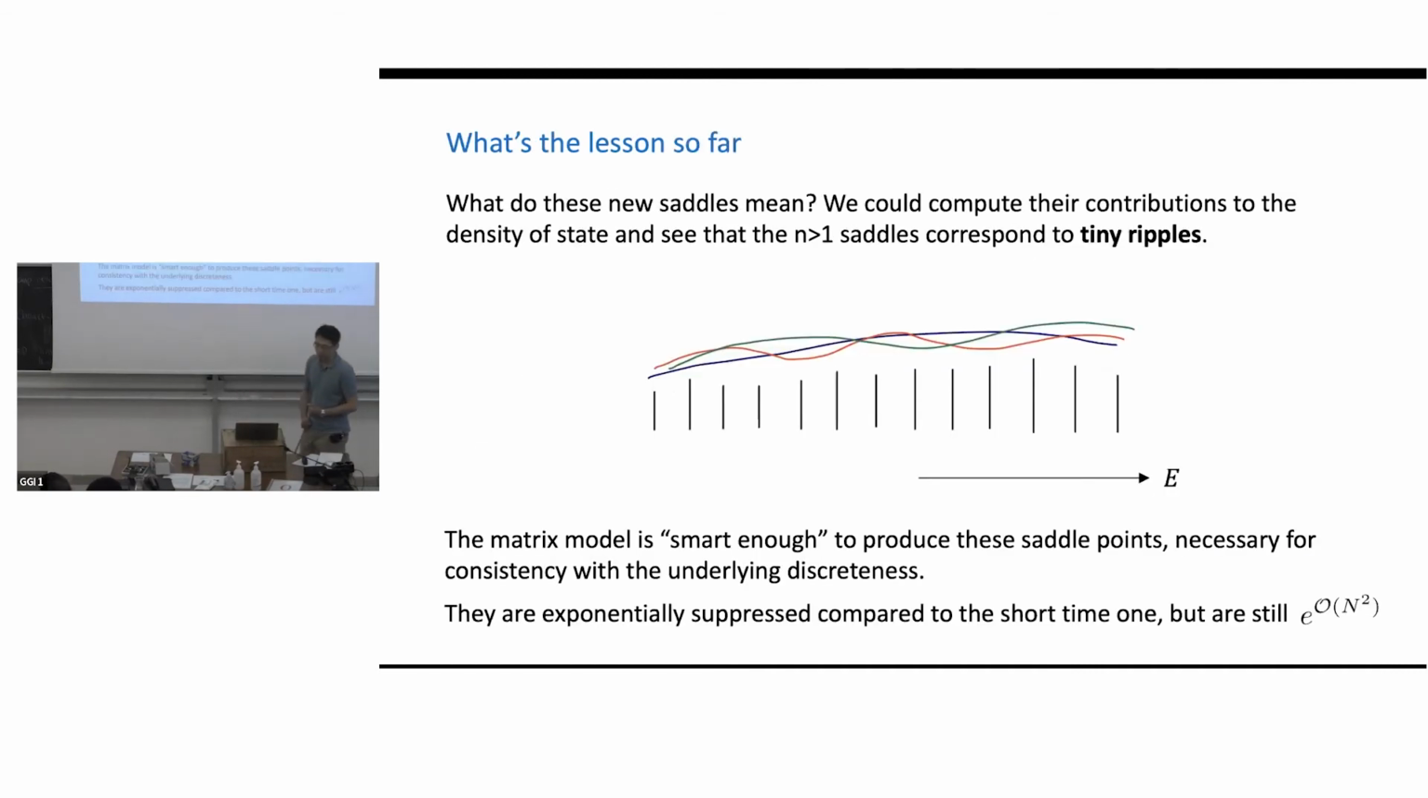Okay, so what's the lesson that we learned so far? We can ask, what do these saddles actually mean? Of course, they save us from running into a problem with discreteness, but we could say a little bit more about them. For each of these saddle points, we can use the explicit solution to compute their contribution to the density of states. And we see that the saddle points with n greater than 1 have a physical meaning: they correspond to tiny ripples in the density of states.